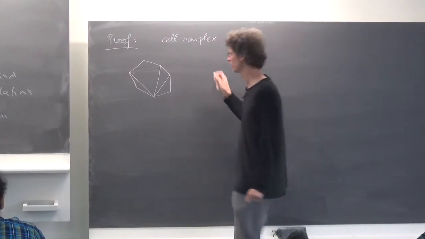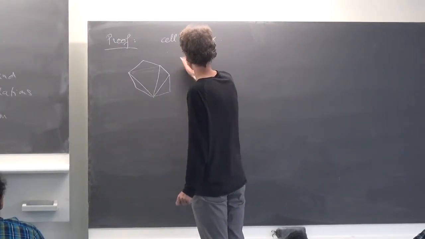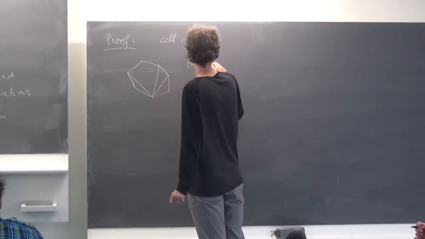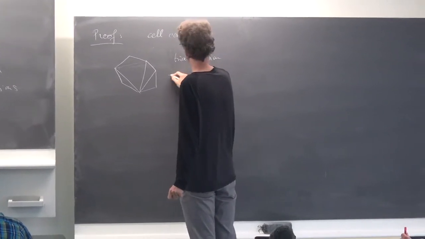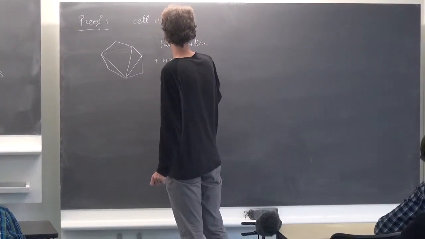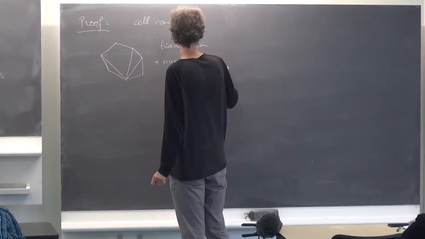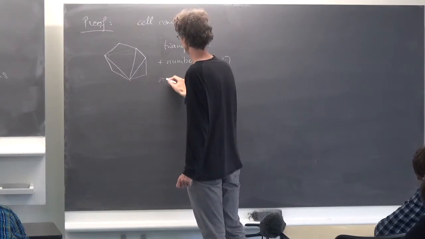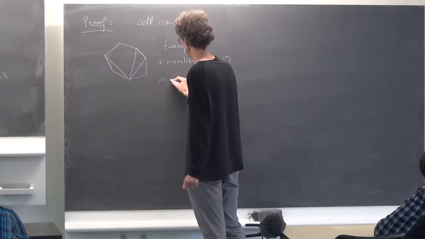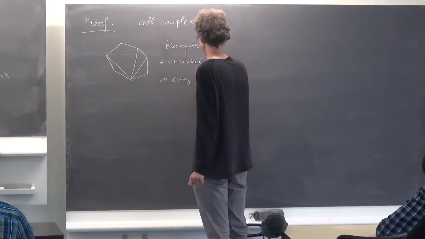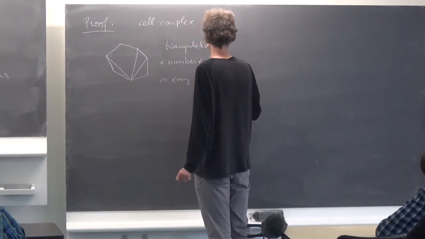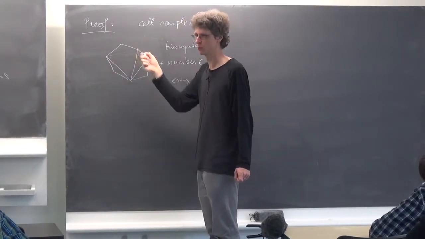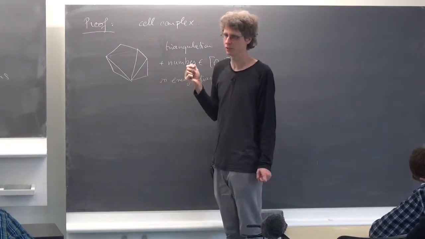So what's happening here is that we have a triangulation plus a number from the interval [0, 1] chosen on every diagonal. For some of them it might be 1, for some of them it might be 1/2, and for some of them it might even be 0.